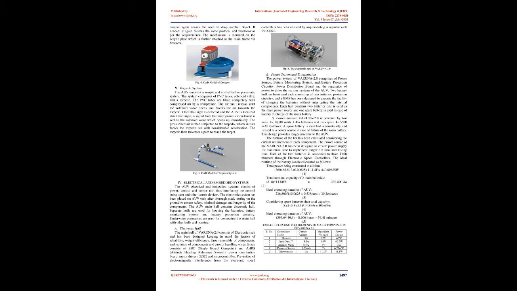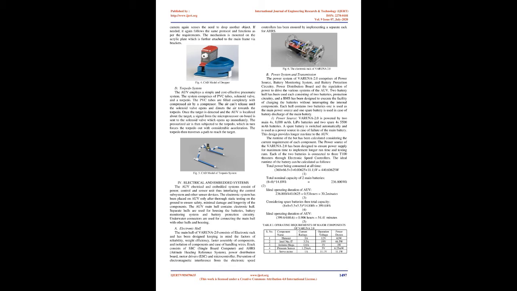The AUV main hull contains electronic hull. Separate hulls are used for housing the batteries, battery monitoring system and battery protection circuitry. Underwater connectors are used for connecting the main hull with other hulls and housing. Electronic hull. The main hull of VARUNA 2.0 consists of electronic rack and has been designed keeping in mind the factors of reliability, weight efficiency, faster assembly of components, and isolation of components and ease of handling wires.